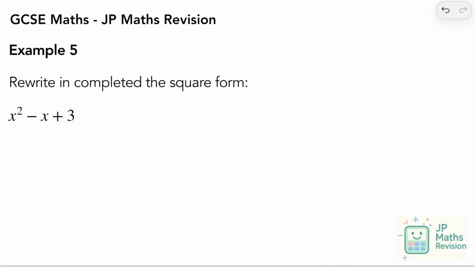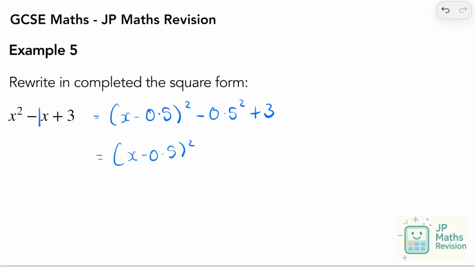So this one, we have x squared minus x plus 3. So that minus x by itself is minus 1x. So it's going to be x minus 0.5 squared, because half of minus 1 is minus 0.5. Then we need to minus 0.5 squared and then add on 3. So this one's going to be x minus 0.5 squared minus 0.25 plus 3. So it's going to be x minus 0.5 squared plus 2.75.